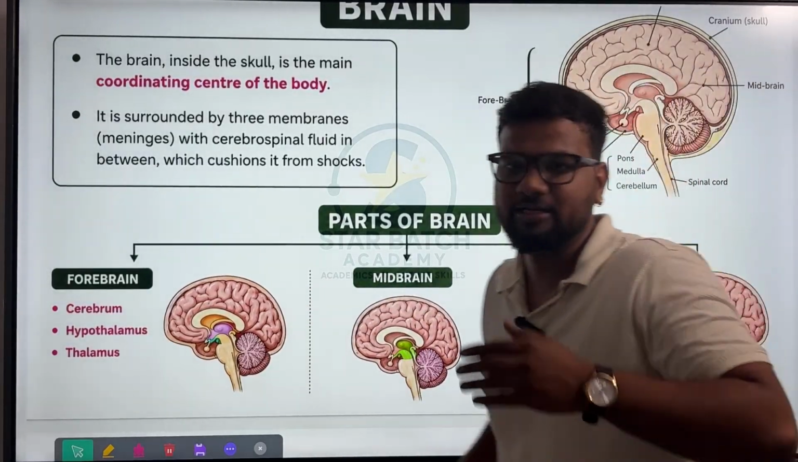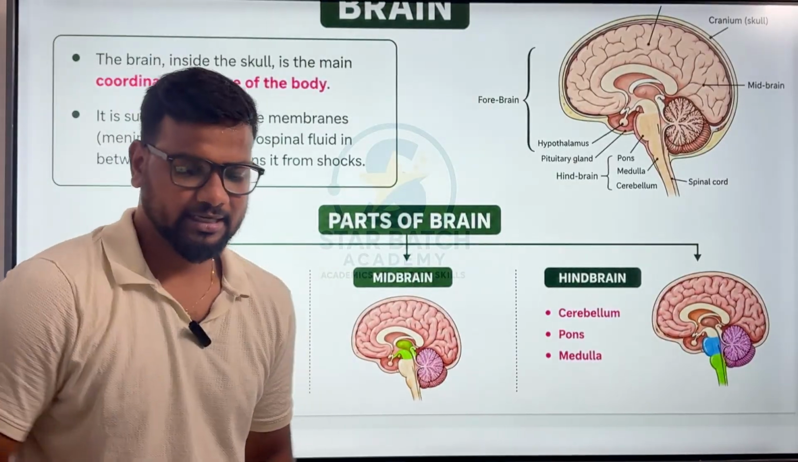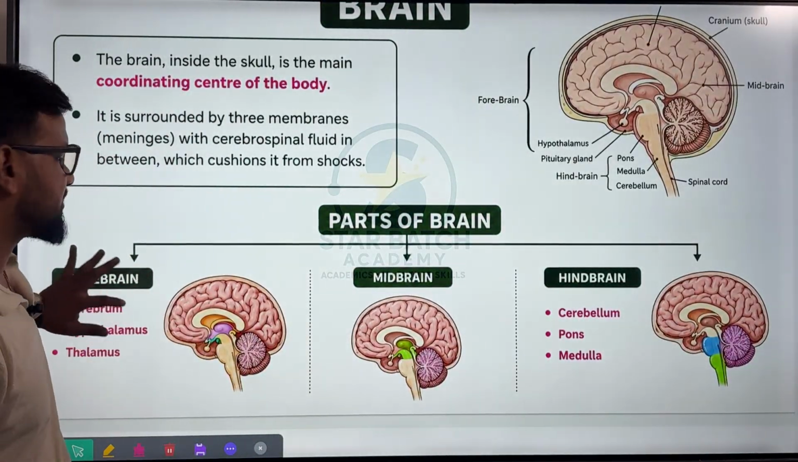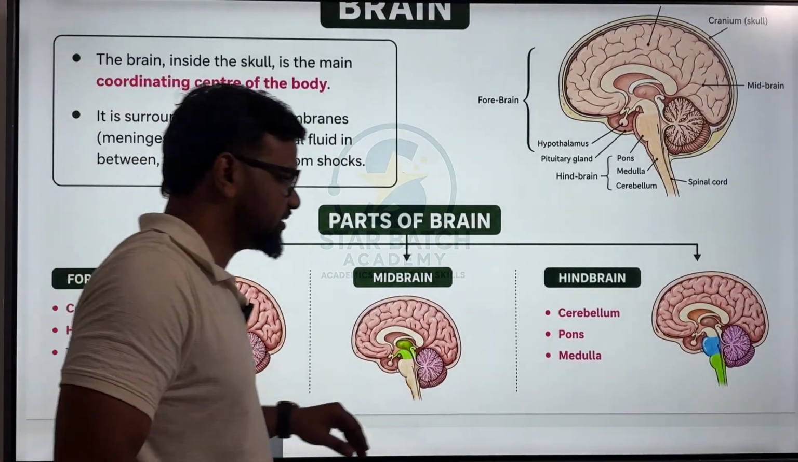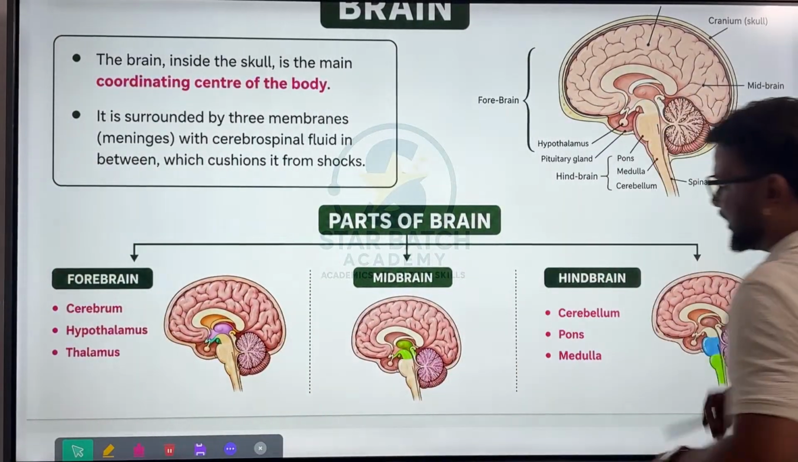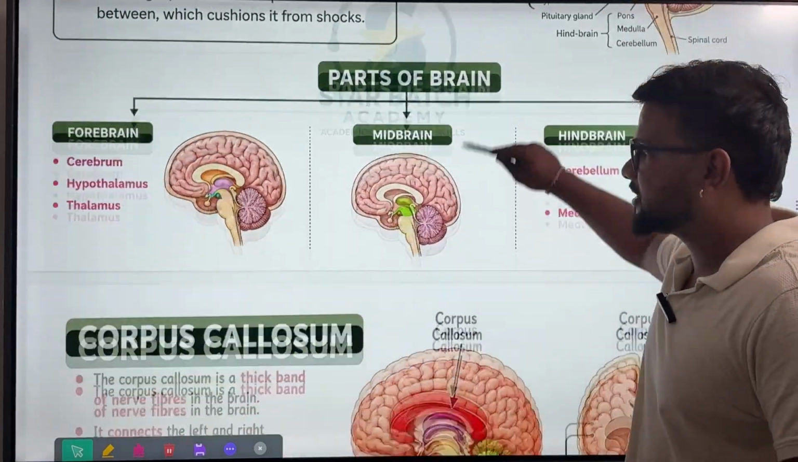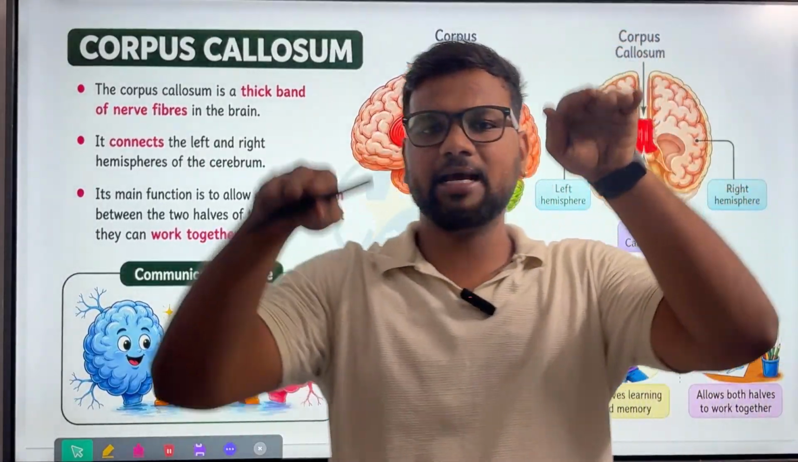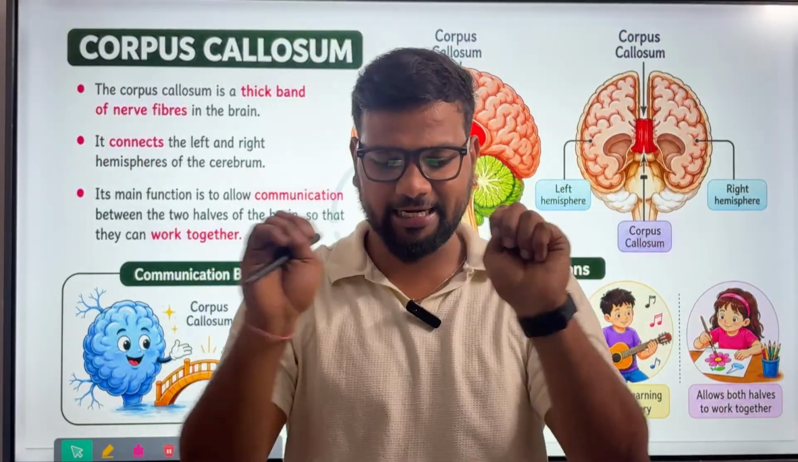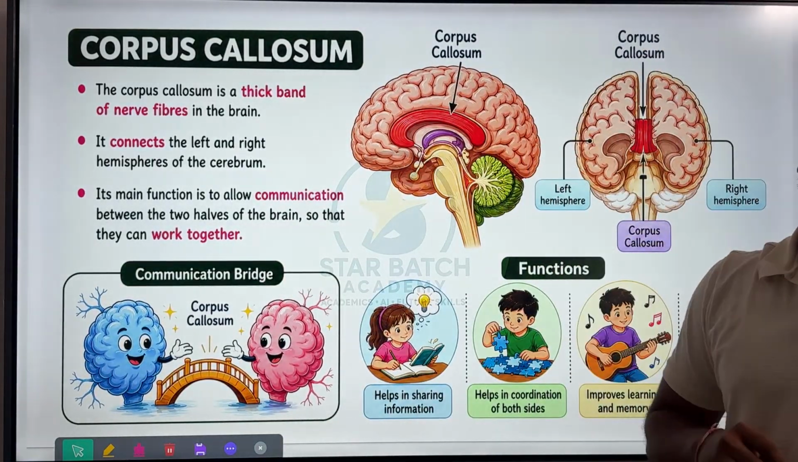Okay, what are they? Forebrain, Midbrain, Hindbrain. Clear? So in forebrain we have cerebrum, hypothalamus and thalamus. In hindbrain, cerebellum, pons and medulla. This we see. And these two brain, right and left side brain, actually connected with corpus callosum.